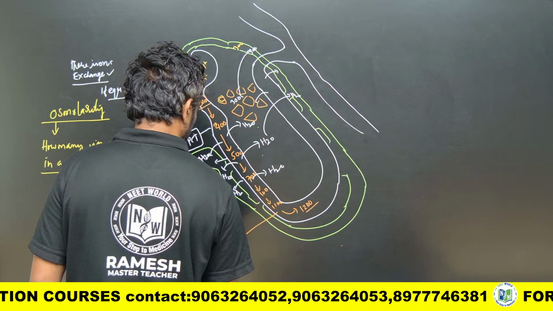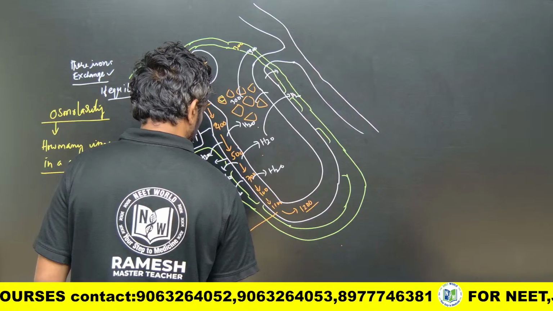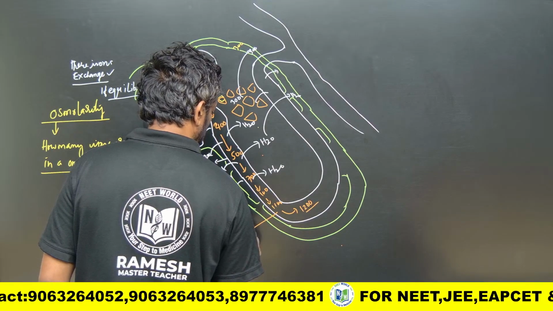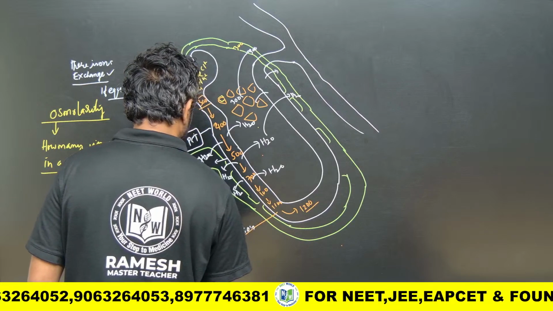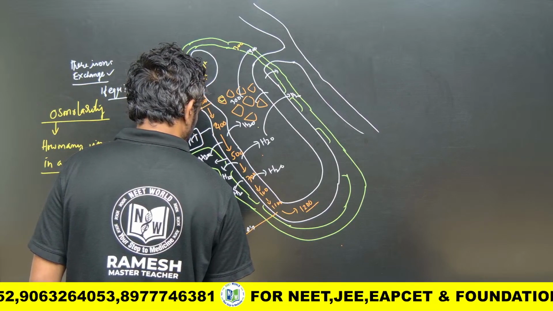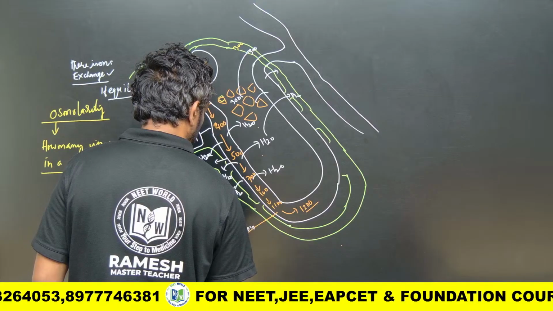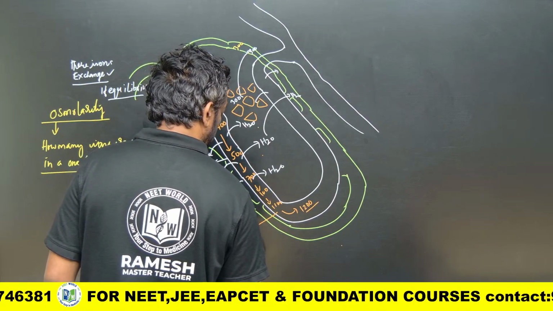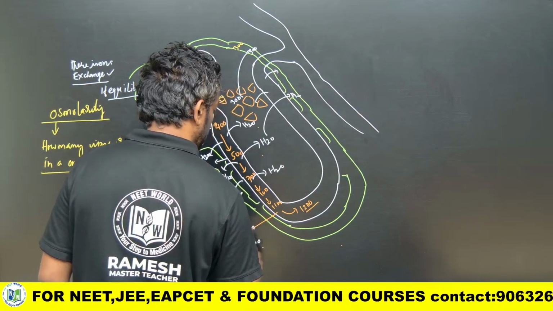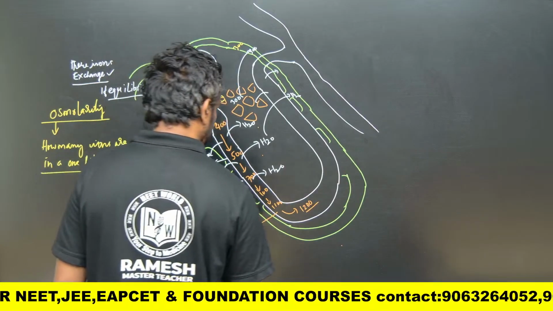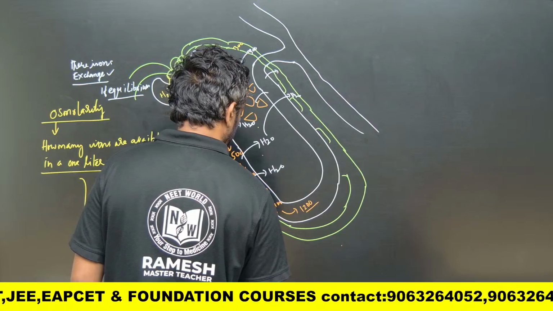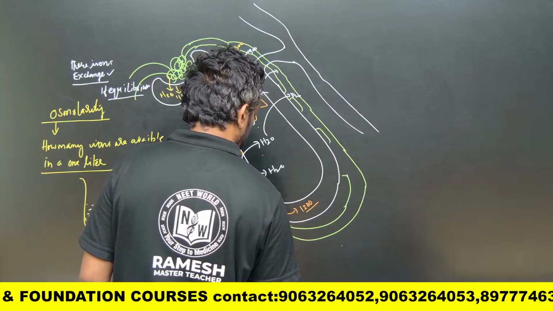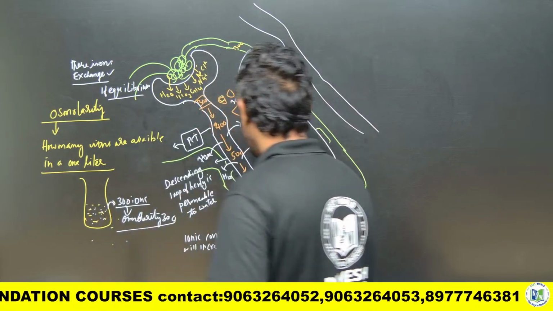Ionic concentration will increase up to 1200 in the Henle loop.